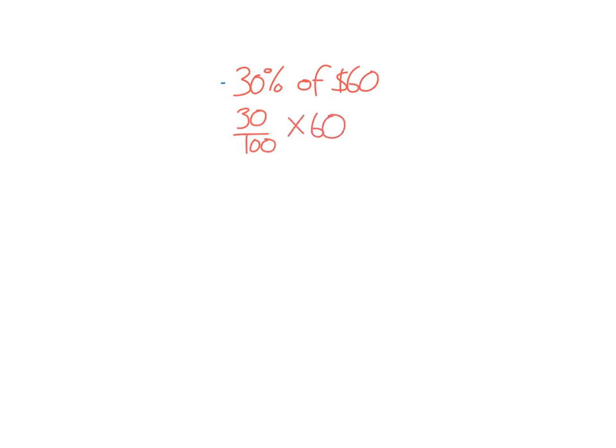But you can also do this another way. You can also change 30% to a decimal. To do that, just go 30 divided by 100 on your calculator. 30% as a decimal is 0.3. 30 over 100 and 0.3 are the same. Once again, of means times. So to find a percent of a quantity, you just change the percent to a fraction or decimal and then times by the quantity. In each case, if you put it on your calculator, you should get $18.